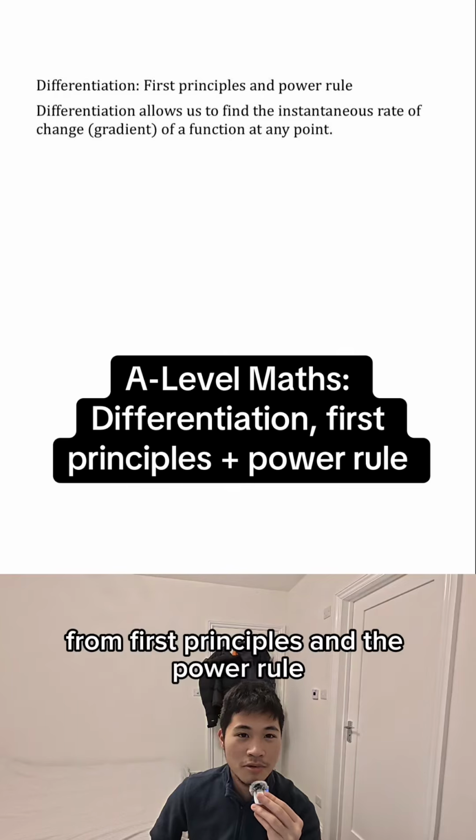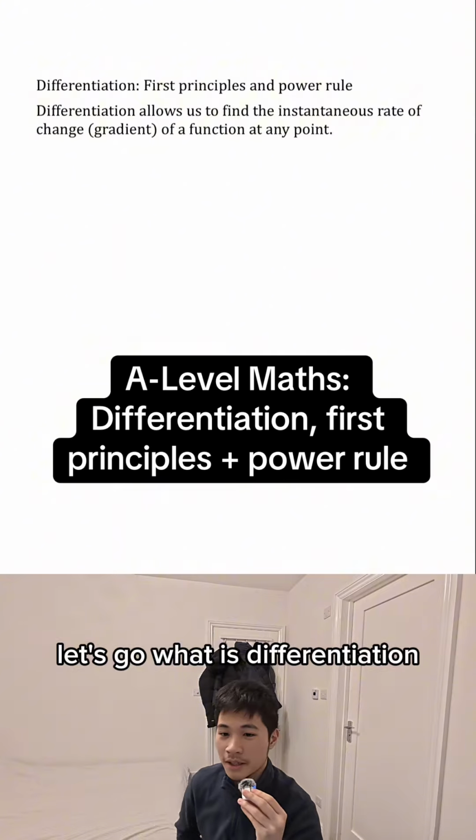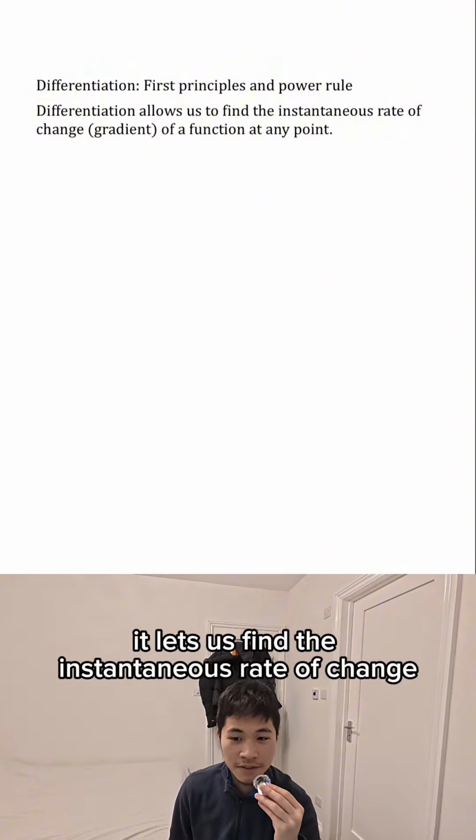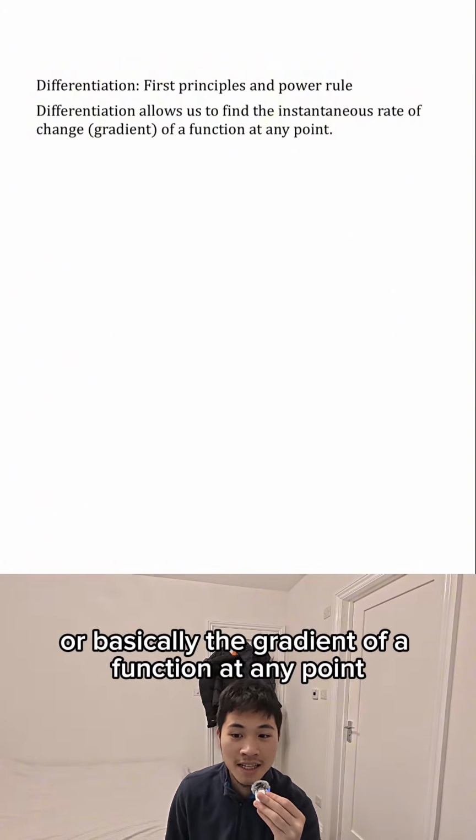Differentiation from first principles and the power rule. Let's go. What is differentiation? It lets us find the instantaneous rate of change, or basically the gradient of a function, at any point.